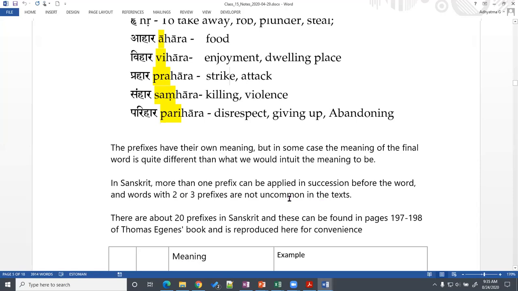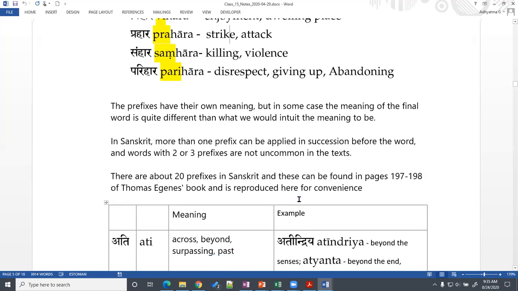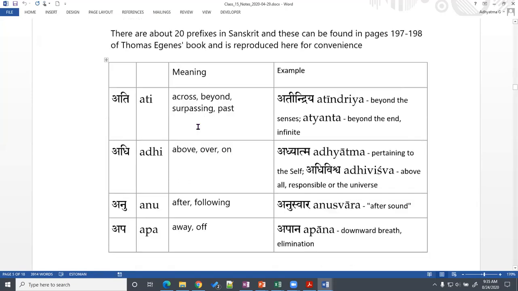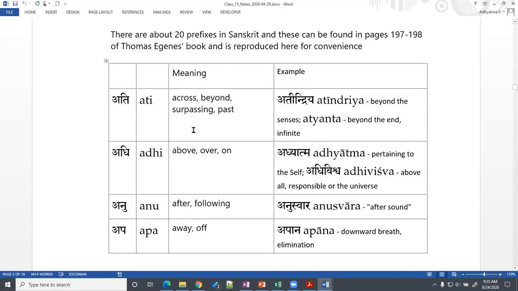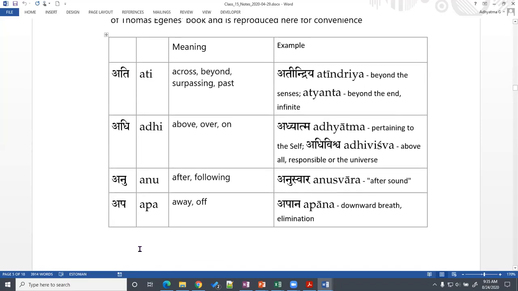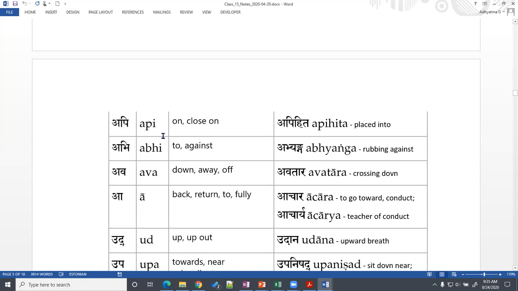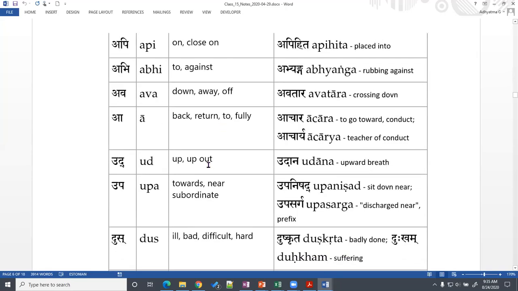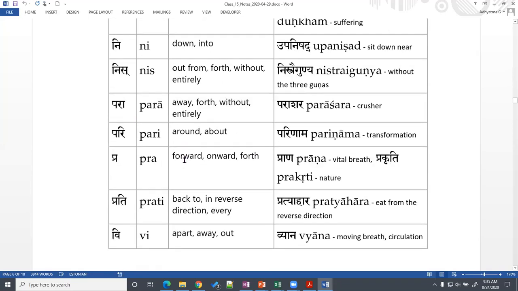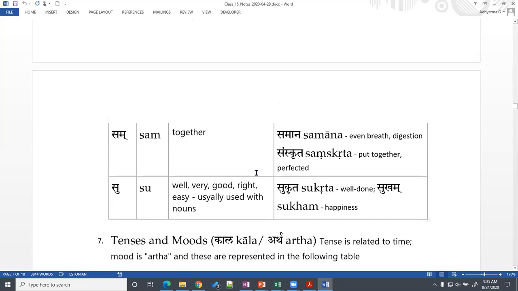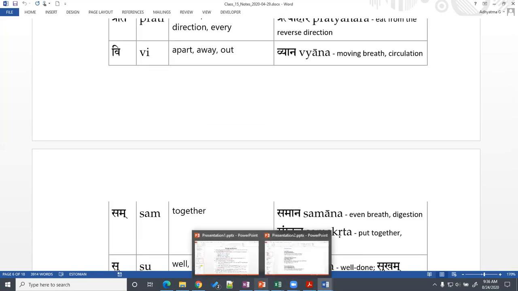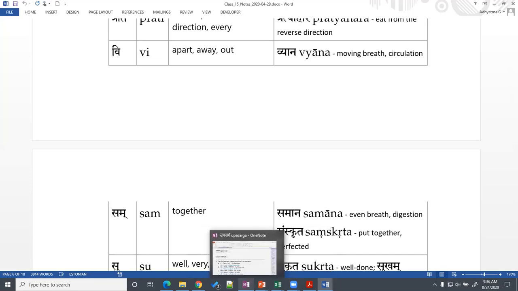In Sanskrit, we can have more than one prefix applied in succession before the word. There are 22 prefixes like this in Sanskrit literature. They are a fixed number, and those are given here in detail. Last time we discussed it from Thomas Egenes's book. That's where it has been taken, and you can look at this list. You can understand the meaning and see how they apply to different verbs to change the meaning of the verb. So prefixes are a very important thing in Sanskrit, very commonly encountered.